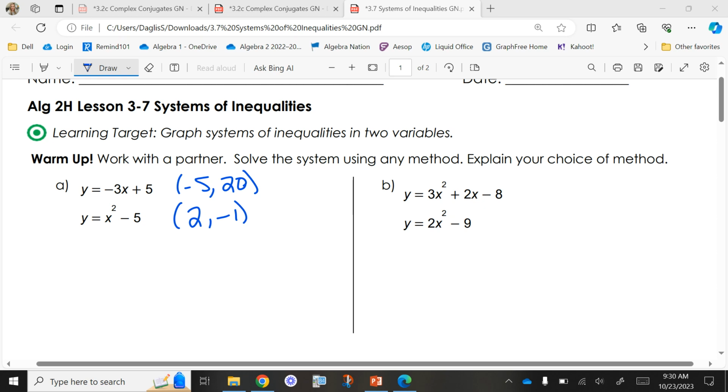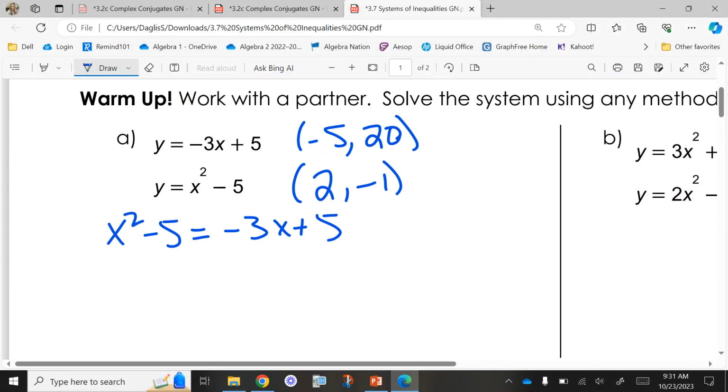So, substitution, made them equal to each other. All right, so when you make them equal to each other, we're going to have x squared minus 5 equals negative 3x plus 5. Because it's a quadratic, you want everything on the same side as the variable being squared. So I'm going to add 3x over, and then you're going to subtract 5 from the negative 5 already there, which would give you a negative 10. So now you have the quadratic x squared plus 3x minus 10.